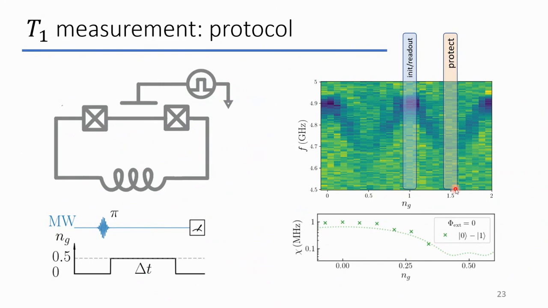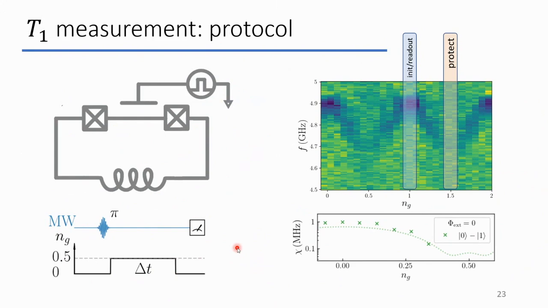To test this, we performed this type of measurement. We started with NG equal to zero and applied a microwave pi pulse. And immediately after that, within 30 nanoseconds, we applied a DC V pulse to induce 1E charge here. We kept this for a period of time delta T. After that, we removed this protection and measured the qubit state.